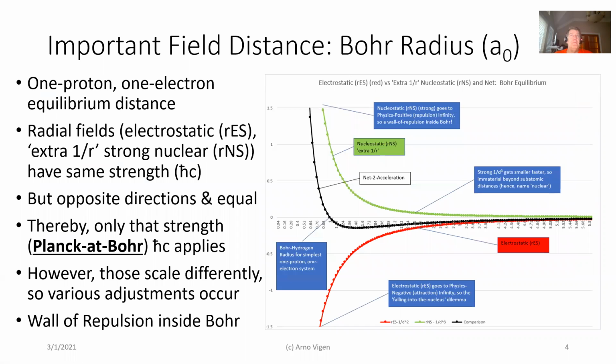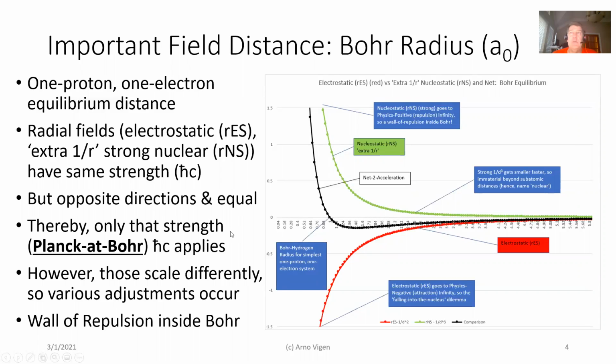So the important field distance, almost everything in engineering is based upon this. And I'm going to do just a distance versus strength graph here at the right. So this is the distance, and this is the strength. And 1, in this case, is the Bohr hydrogen radius. And that's for the simplest 1 electron, 1 proton system. So obviously you've isolated as best you can all of the factors to get that.